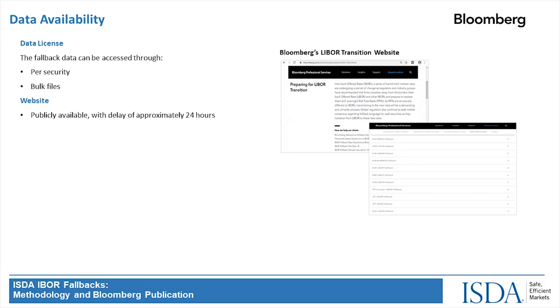For the bulk data sets, these are aligned to the 11 IBOR fallback rates that we would be publishing, or 11 data sets. You can access the related content on a go-forward basis or as a historical product. The last is Bloomberg's website. This is publicly available content on a 24-hour delayed basis.